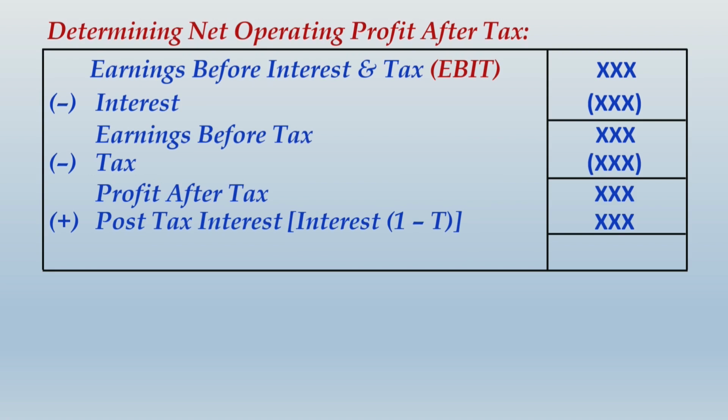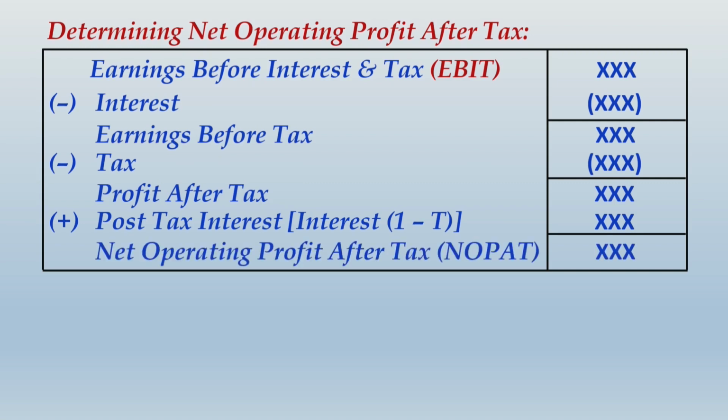So I explained earlier, if you have paid interest of rupees 1 lakh and if the tax rate is 30%, what you need to do is take 1 minus 30%, that would be 70%. 70% applied on the amount of interest of 1 lakh would give you rupees 70,000, which will be identified as post-tax interest, which should be added back to profit after tax to arrive at net operating profit after tax.